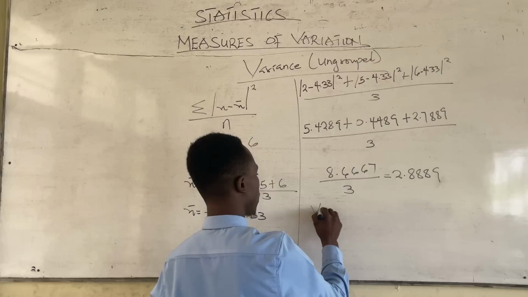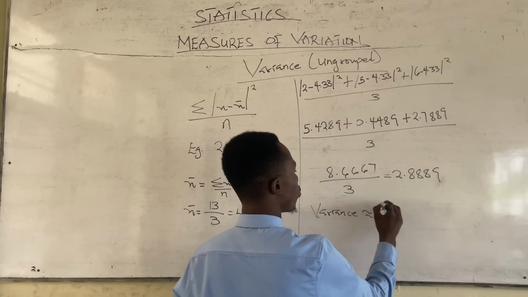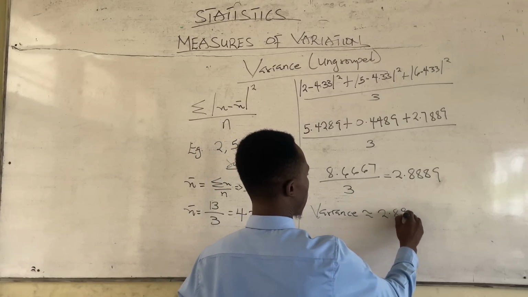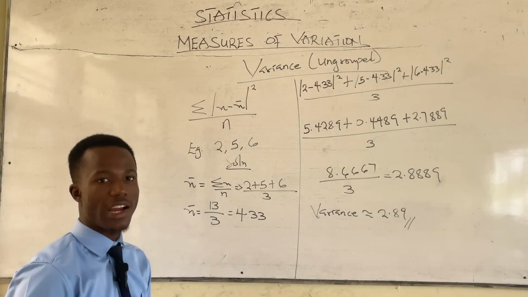your variance is approximately what? 2.89. Then you end there. So this is how to calculate for what? Variance of ungrouped data.